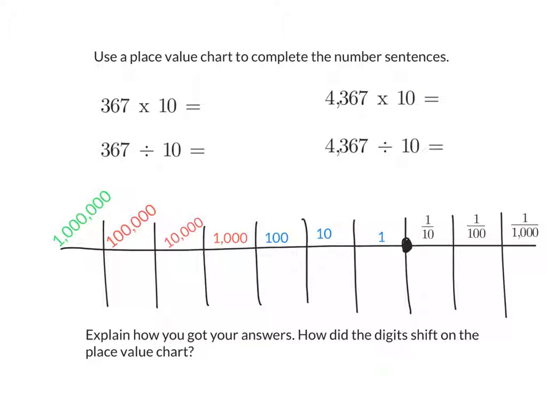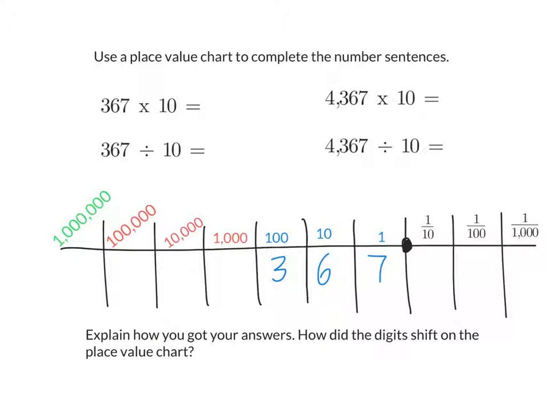The first problem we're trying to do is 367 times 10. Okay, so when we do that, what we'll have to first do is model it by putting it into the place value chart. So our place value chart, the 3 would be in the hundreds place, the 6 would be in the tens place, and the 7 would be in the ones place. Do you agree?